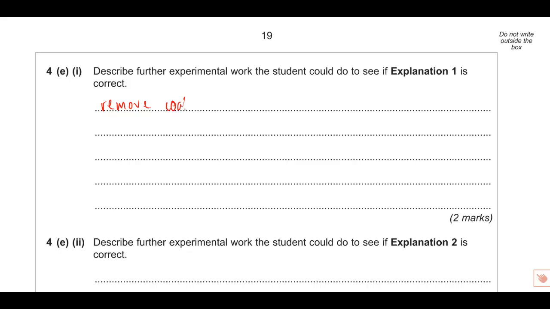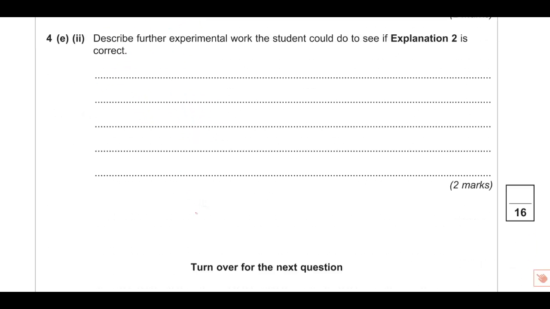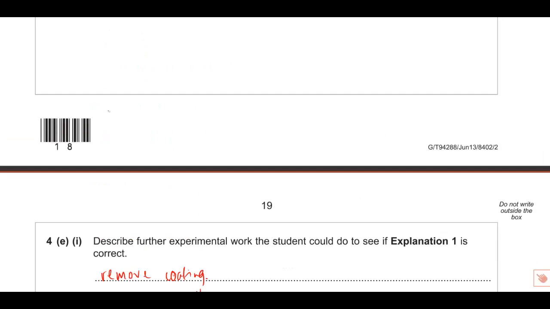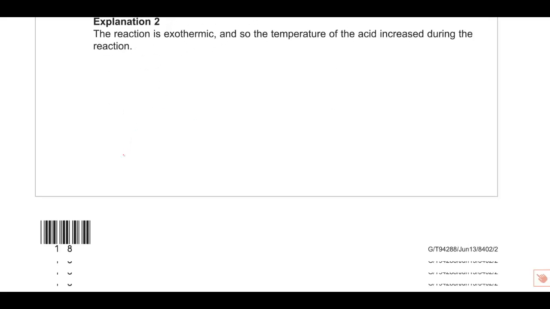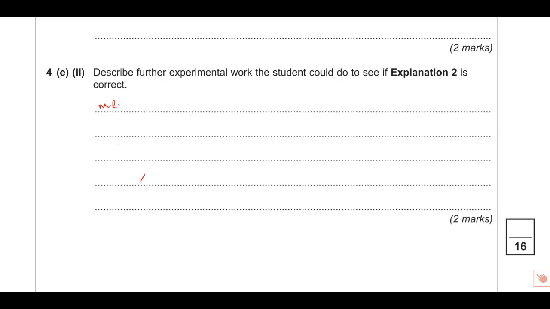Remove the coating, amazingly, and if you've removed that coating, you can do it again, and then you can compare the results. That's the key thing, we're looking to compare results, and that's also going to be true in the next one. There's 2 ways to attack this one. The reaction is exothermic, and so the temperature of the acid increased during the reaction. Now, you could first of all say, I'm going to measure temperature before and after, and check what's happening there, and again compare results.